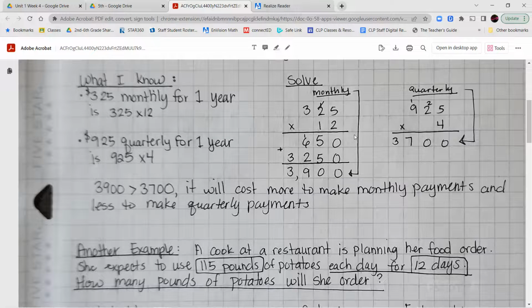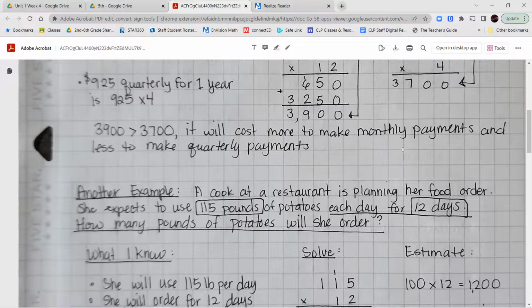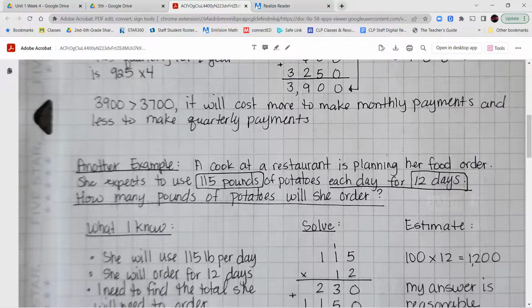Now I'm going to stack my numbers and use my standard algorithm to multiply. So 325 times 12 gave me a total of 3,900, and 925 times 4 gave me a total of 3,700. Now, since 3,900 is greater than 3,700, it's going to cost me more to make monthly payments and less for me to make quarterly payments.